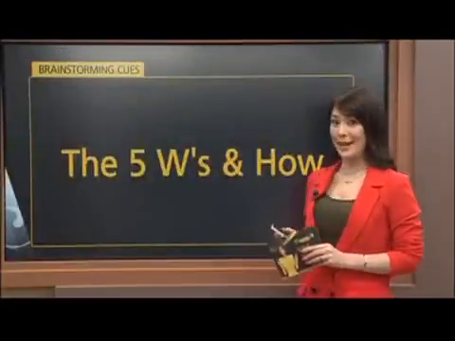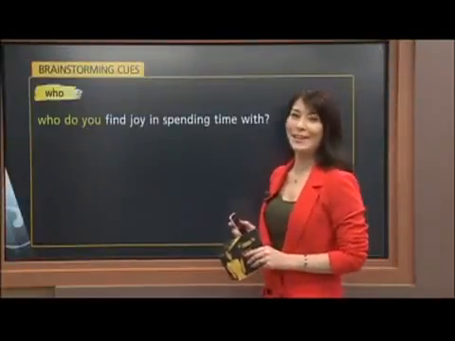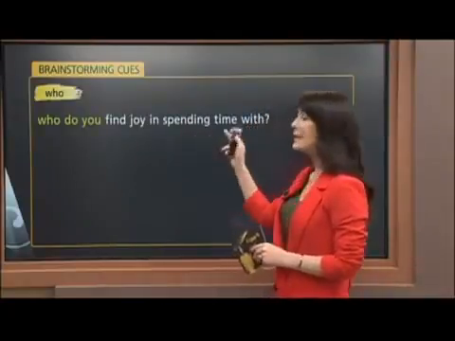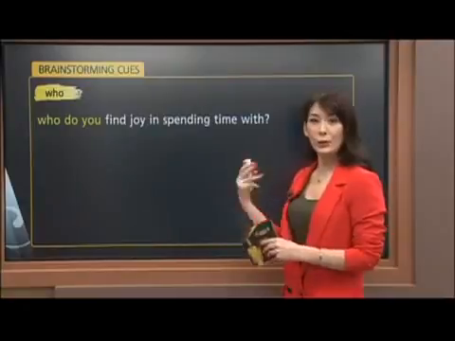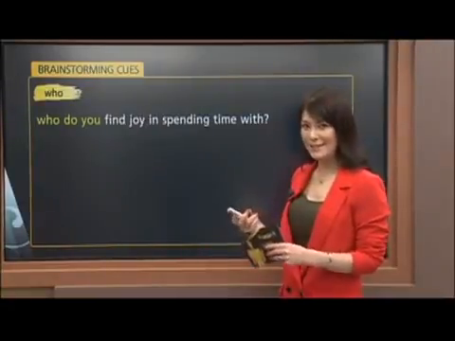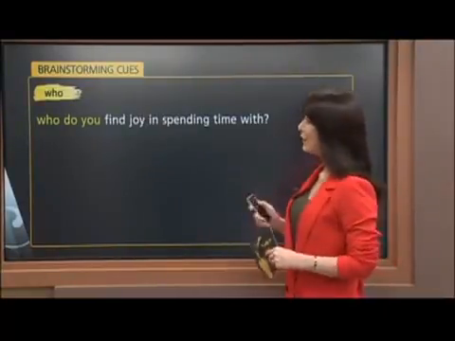All right, of course, the 5 W's and how. The first W is, as you may already know, who. So, who do you find joy in spending time with? What does this mean? Who do you find joy, happiness, in spending time with? Thus, we're saying, who do you like to spend time with? When are you the happiest? Who makes you feel good and happy and comfortable? So brainstorm that on your own.